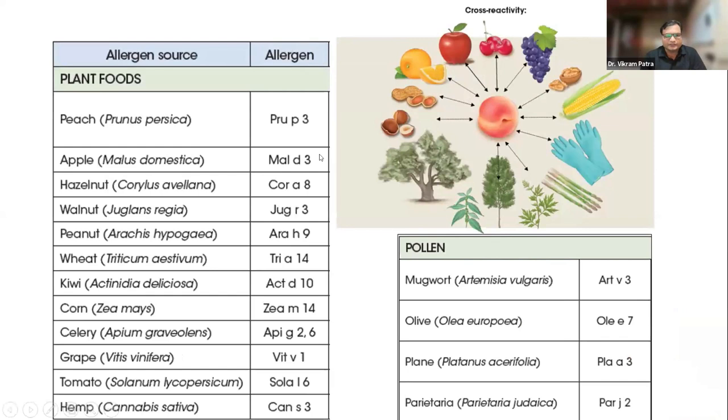In the peach, the progenitor or the archetype, Pru p 3. In apple, Mal d 3, their structure is similar. Then in the peanut, Ara h 9. This is one of the major allergens in the peanut, a heat stable allergen, which can lead to anaphylaxis. Then in wheat, Tri a 14. In the grape, Vit v 1, tomato, Sola l 3. Then in the mugwort, Art v 3, it is a major allergen, which is an LTP found in Artemisia. Then olive, Ole e 7 and others.